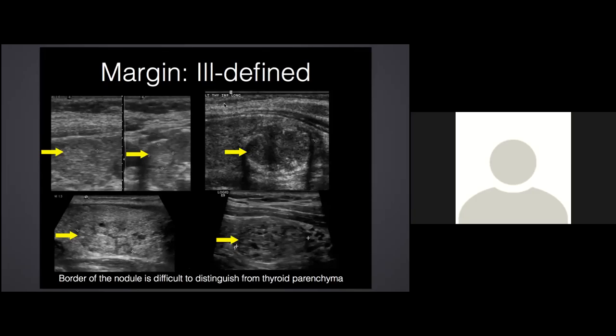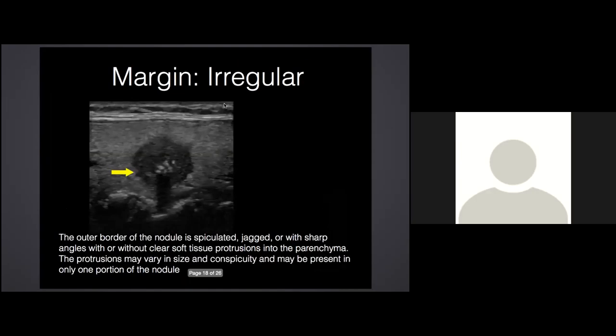Now, for some nodules, if you cannot see the margins completely, what we call the pseudo nodules, those tend to be more benign. So this is an example of an irregular margin. The outer border of the nodule is spiculated, irregular, with sharp angles, with or without clear soft tissue protrusions.